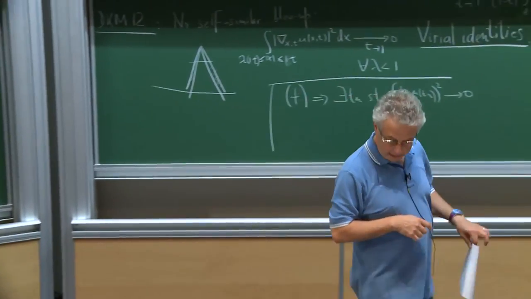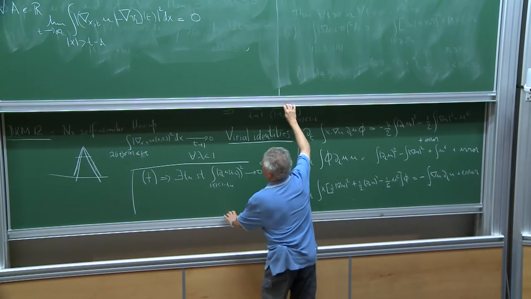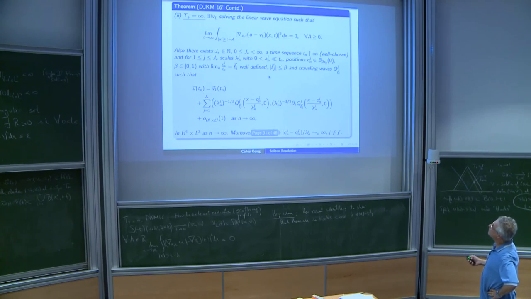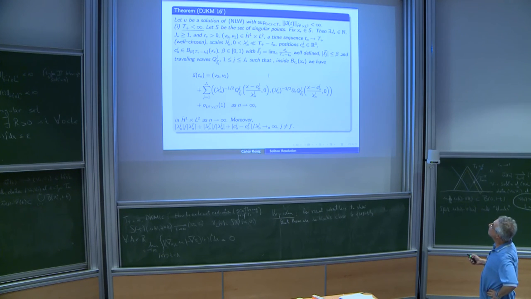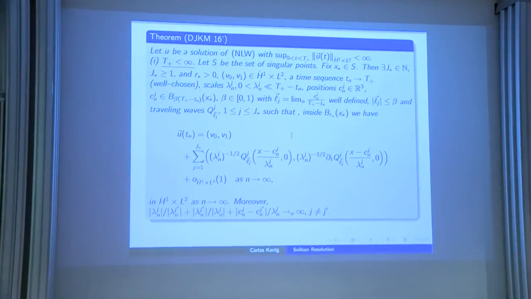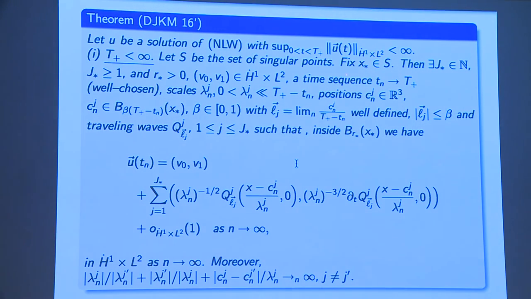So now I'm going to show, I need the transparencies now. So I'll show the theorem now. I'm afraid the theorem is lengthy. So we start with a bounded solution of the nonlinear wave equation. We look at the finite-time blow-up case, and we fix one singular point. Then we can find a number of traveling waves, J star, and a little radius, R star, that keeps us away from all the other possible singular points.